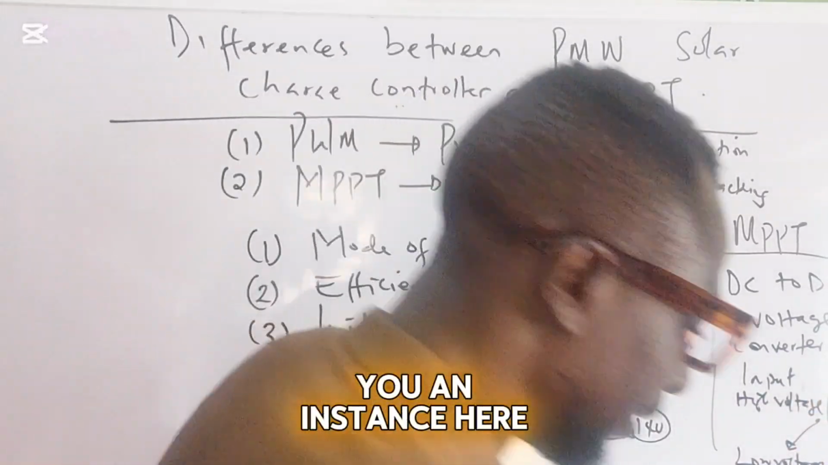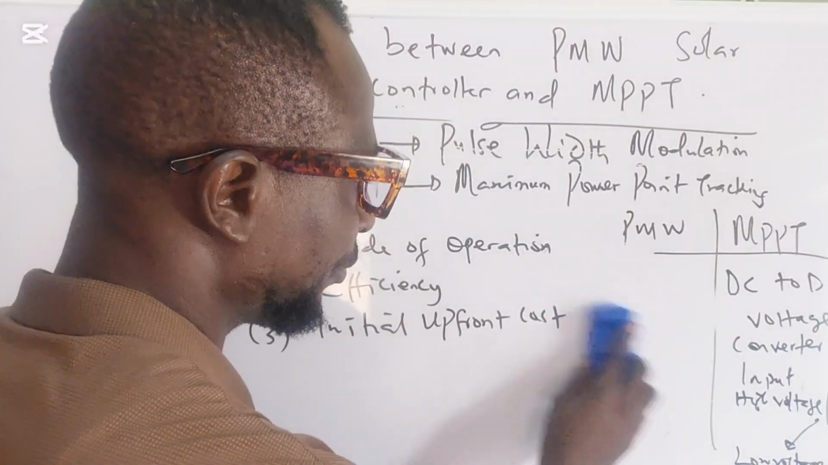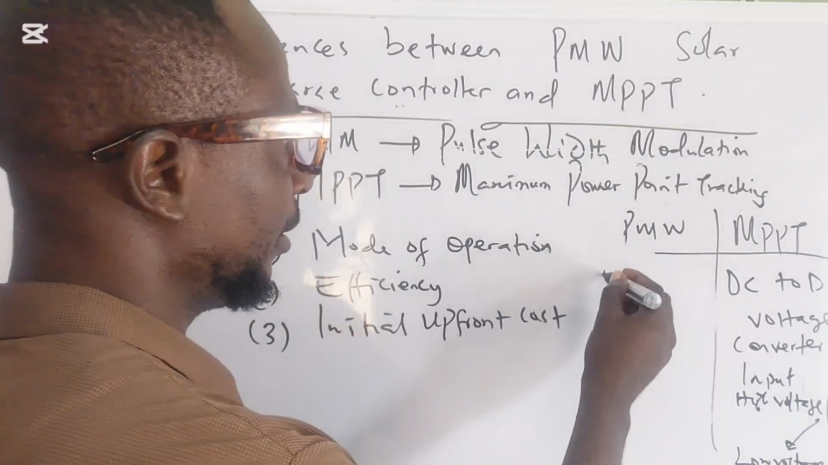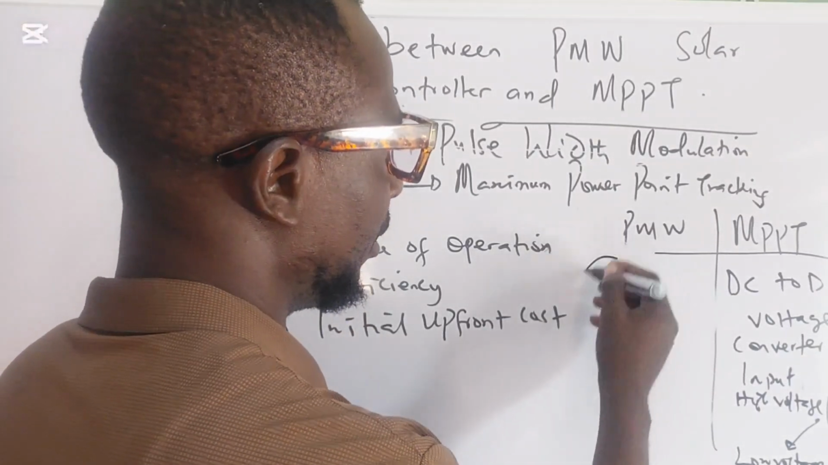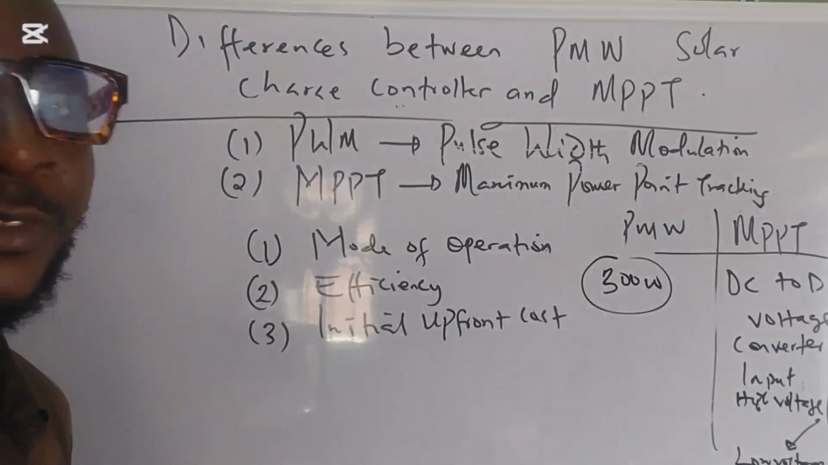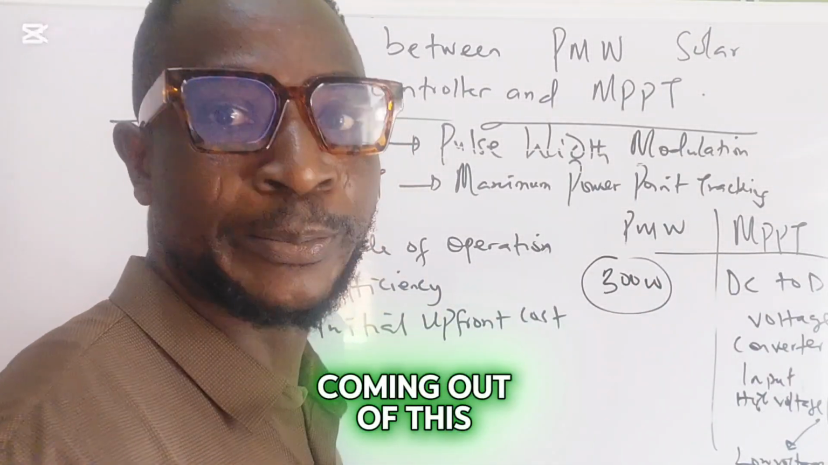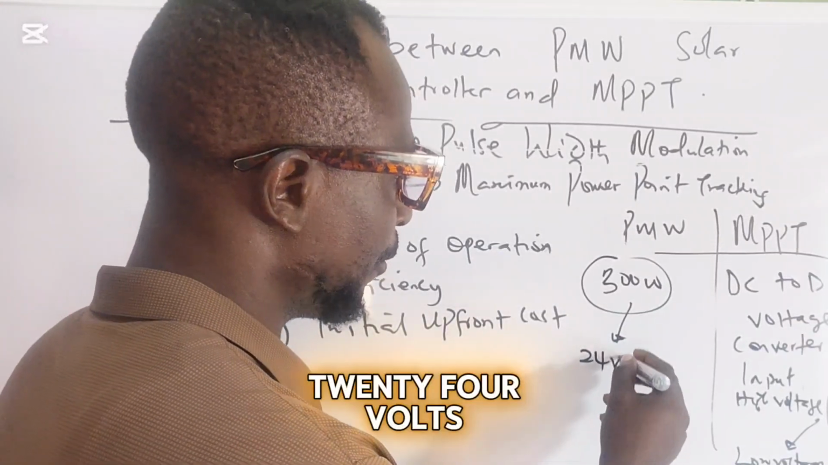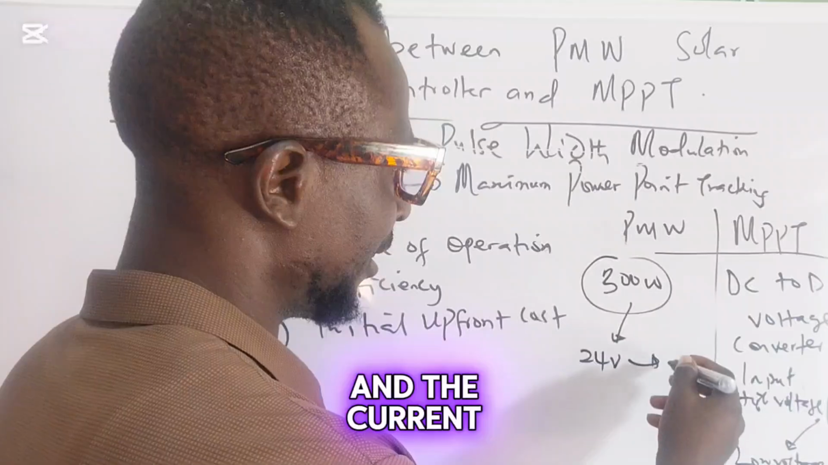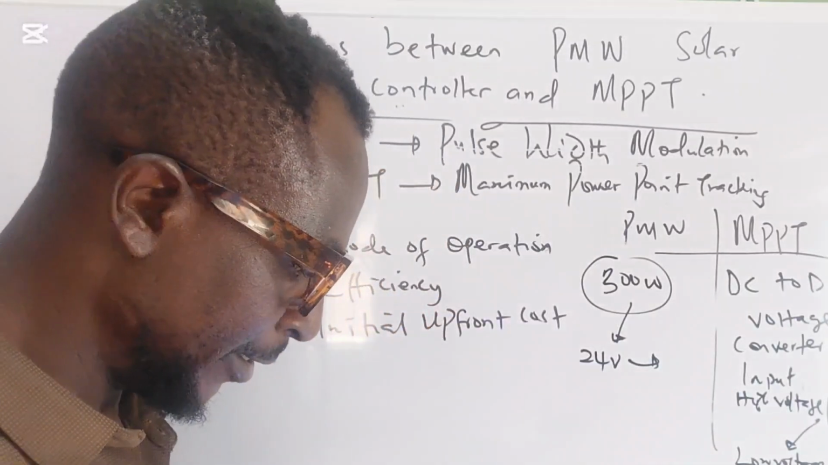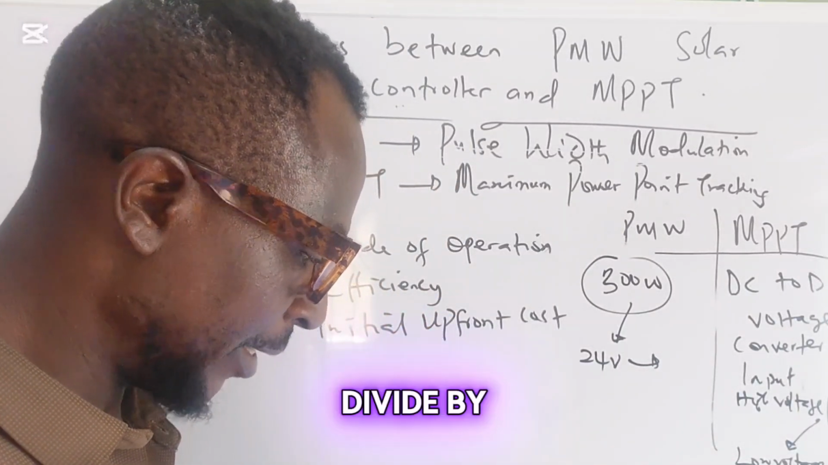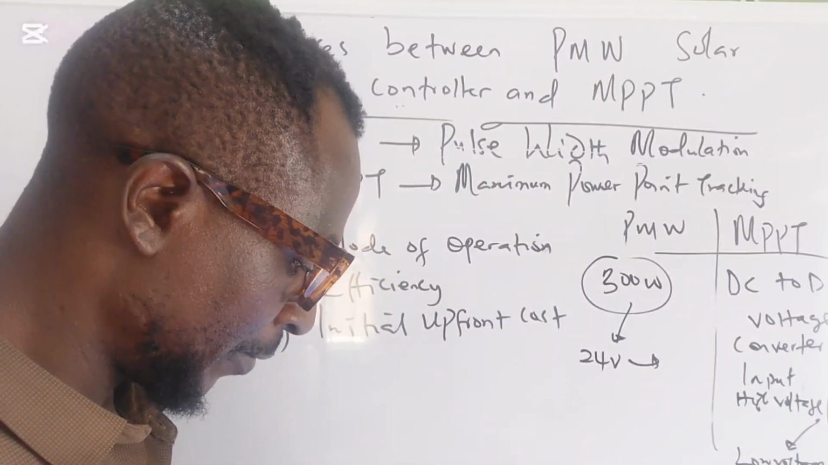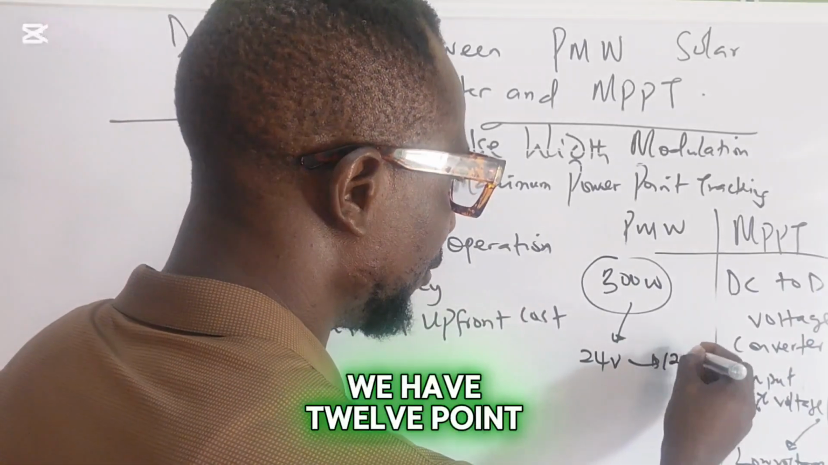So I will give you an instance here. If we have a 300-watt panel, let's assume what is coming out of this panel is 300 watts at 24 volts, and the current is, let's say, 300 divided by 24. We have 12.5 amps.